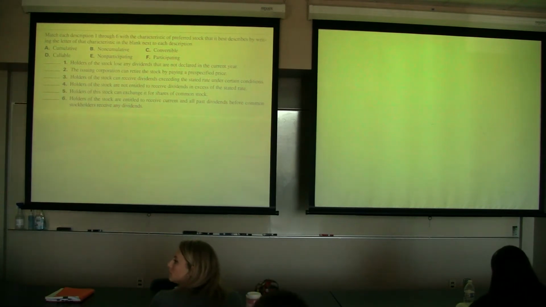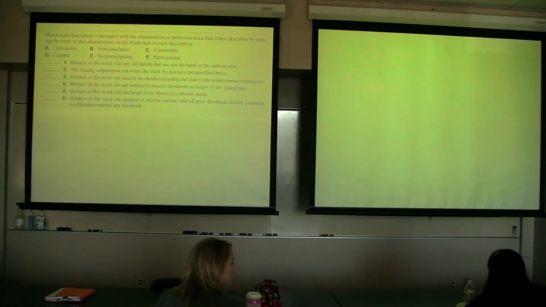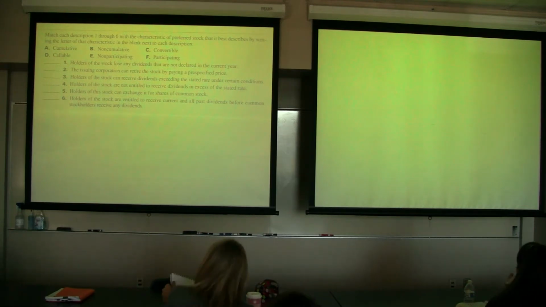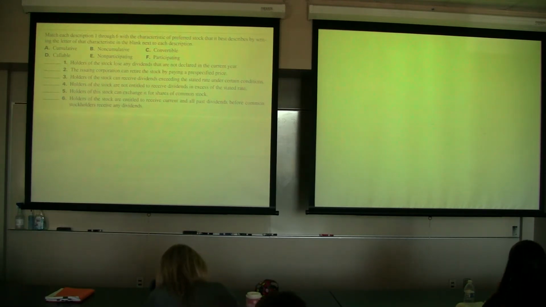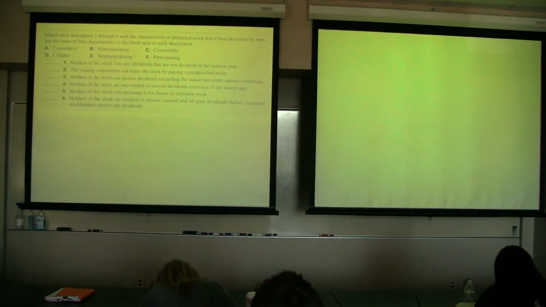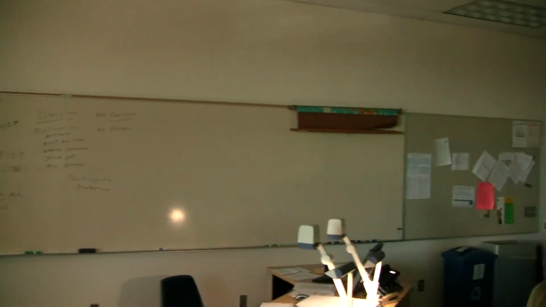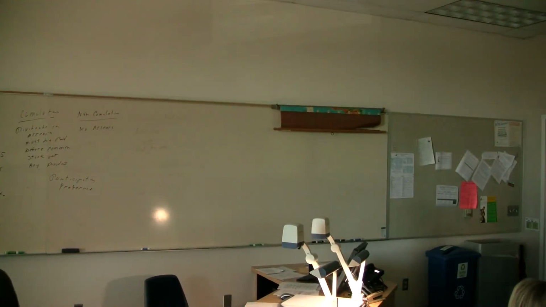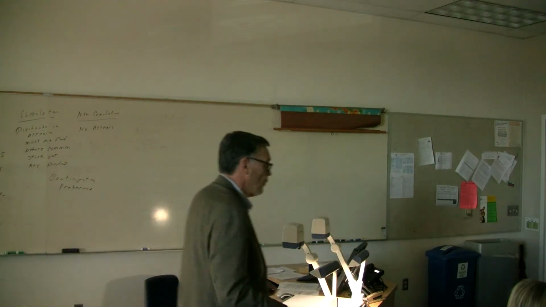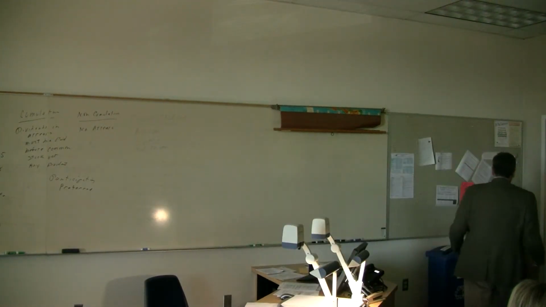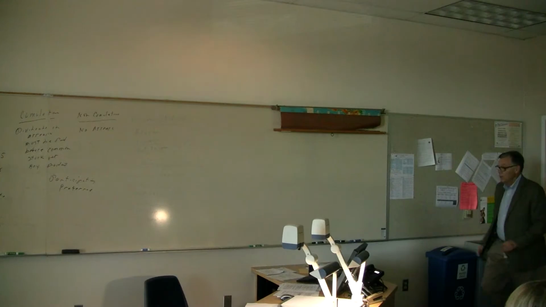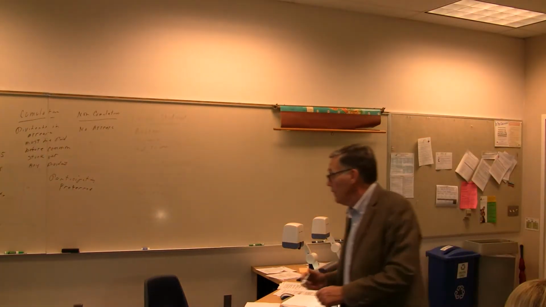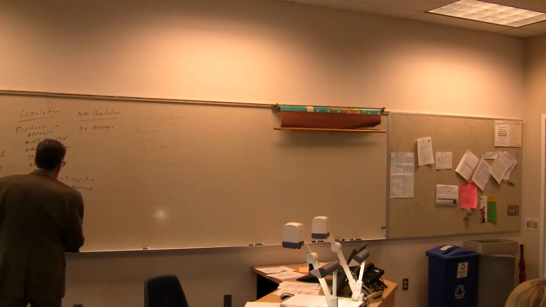So what it is, if it's participating, what that means is the dividend goes to preferred, then it goes to common up to a certain point. I'll put this over here. And so if it's participating, it goes preferred, then it goes to common, then when it reaches a certain cap, it goes back to preferred.